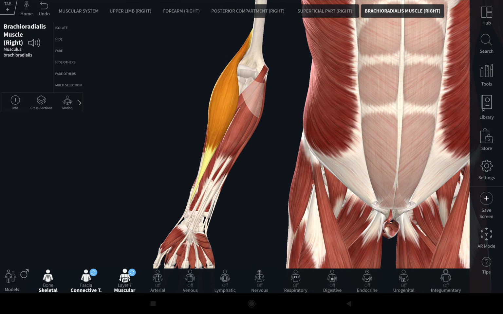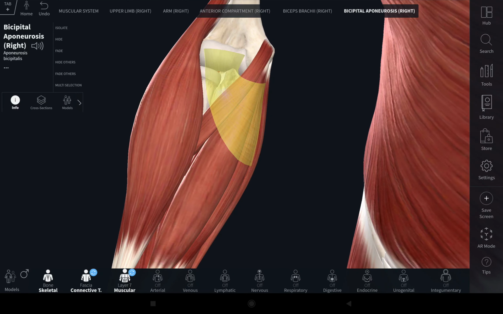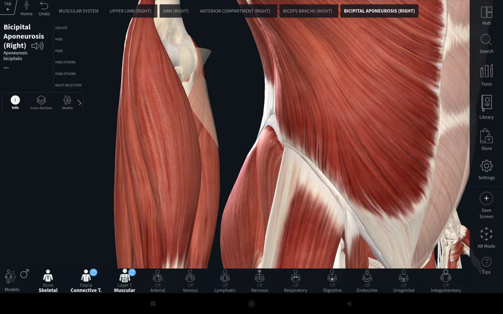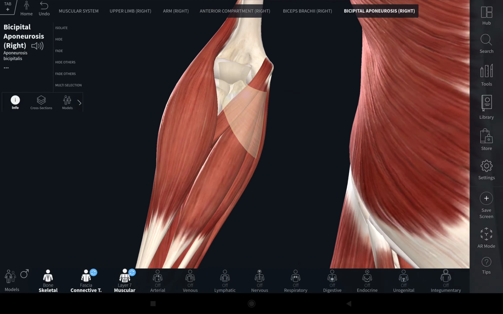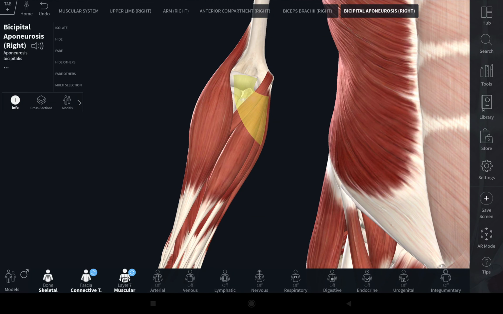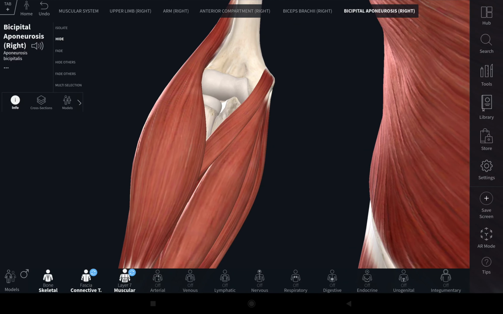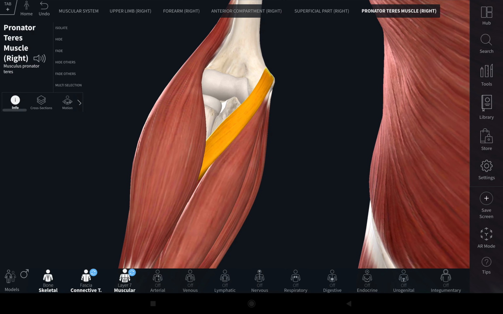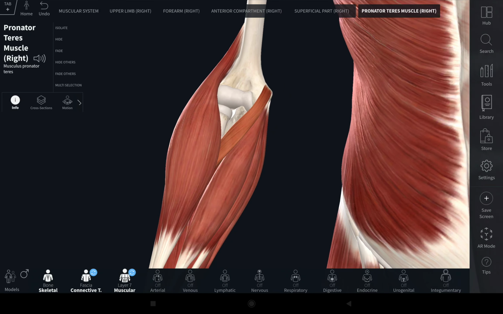Then we remove the bicipital aponeurosis. This structure is the bicipital aponeurosis. It is an important structure. Remember, this is the bicipital aponeurosis, which is located in front of your elbow joint. We remove this. Then the oblique muscle, here we see the pronator teres muscle. This is the pronator teres muscle, and this is the brachioradialis muscle.